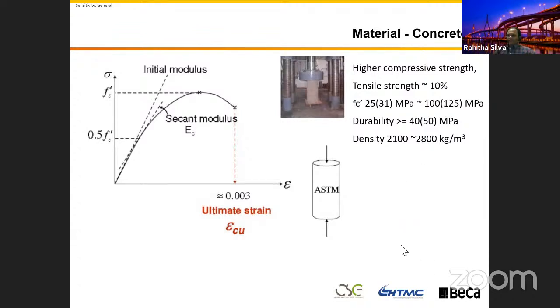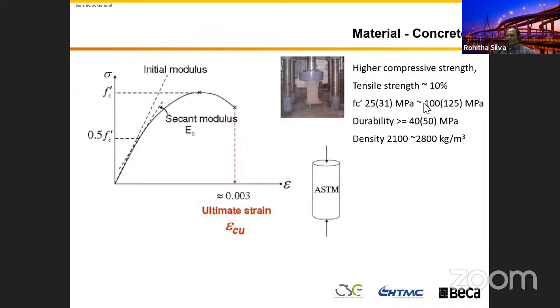Please bear with me, because the numbers I'm talking about are the cylinder strength, but in Sri Lanka, what you are using is the cube strength. So I'm going to put, wherever possible, the cube strength within the bracket. The conversion factor is 0.8.